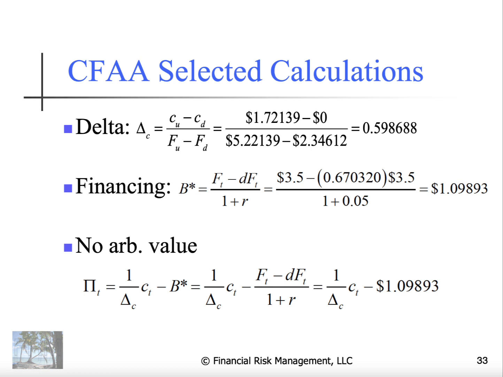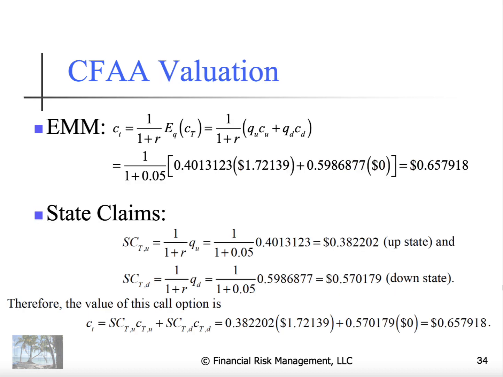Again, we'll be looking at delta extensively when we get to the options chapter. But just for the moment, assume that there's this thing called delta, where we have the change in the call divided by the change in the futures, that we can estimate a certain amount of financing. The no arbitrage value can be found by solving for the appropriate call price.